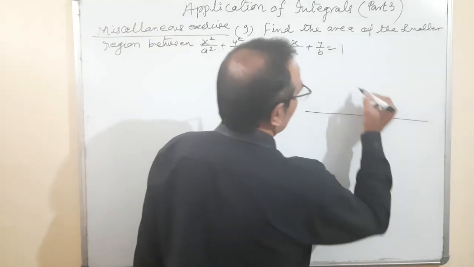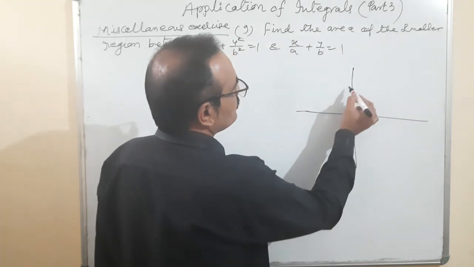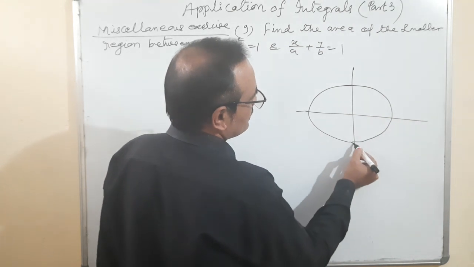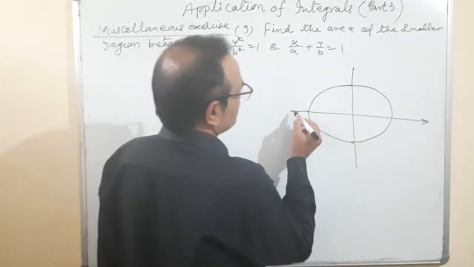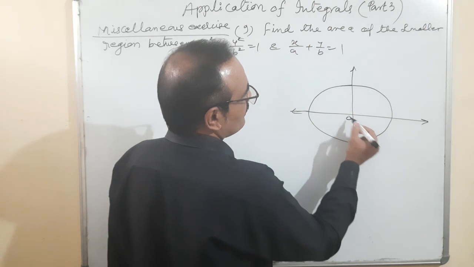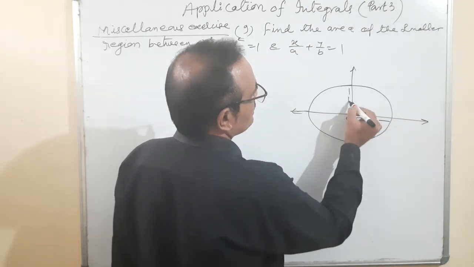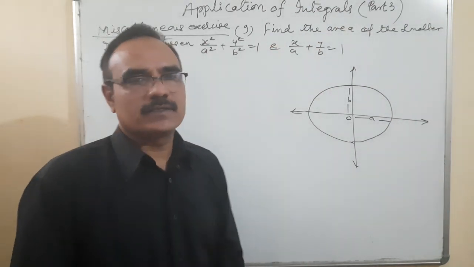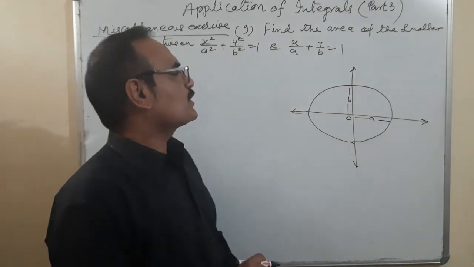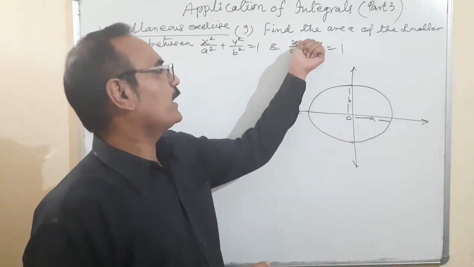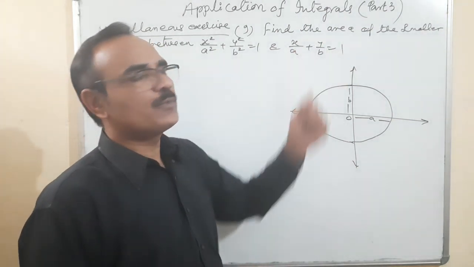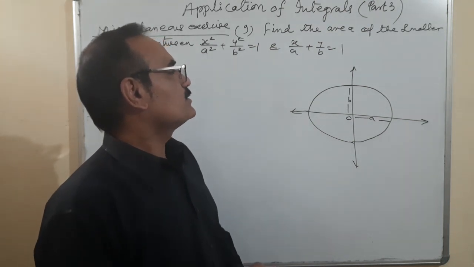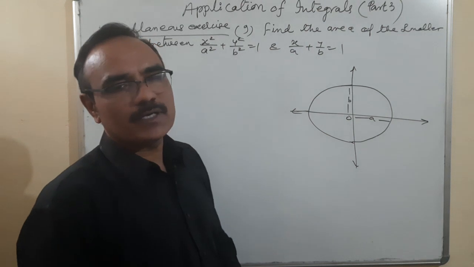Diagram. X square upon a square plus y square upon b square, what does it mean? It is an ellipse. Major axis lies on the x-axis. Okay. This is a, this distance is b. And second is x upon a plus y upon b. That is the equation of a line. And equation of line, what does it mean? When I put x is equal to a, y is equal to b cancel. So that means one point is a comma 0.